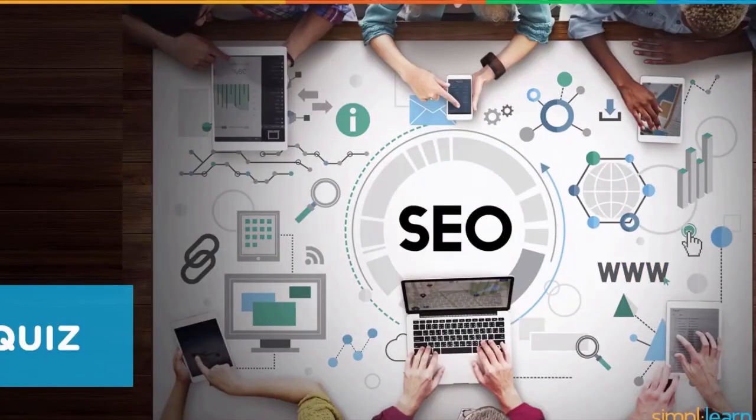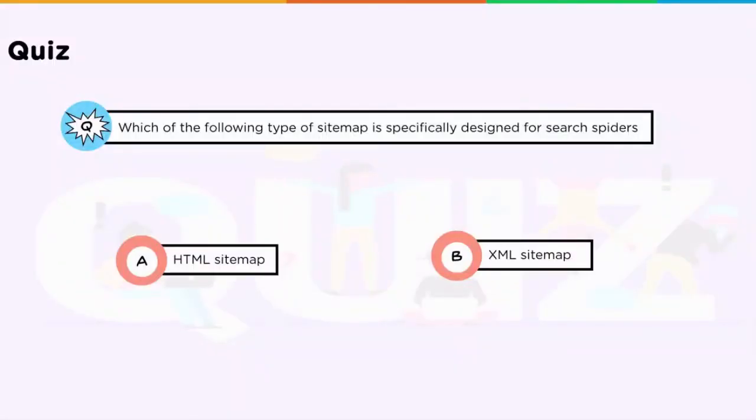Okay, now that we covered everything with on-page SEO and off-page SEO and really everything SEO in general, let's take a little quiz. And if you could, go ahead and just put your answers in the comment section below. So just a little quiz here, and we'll start out with question 1. Which of the following types of sitemap is specifically designed for search spiders? So the answer is either A, HTML sitemap, or B, XML sitemap. So go ahead and put your answers in the comment section below. I'll give you just another second to think about that.